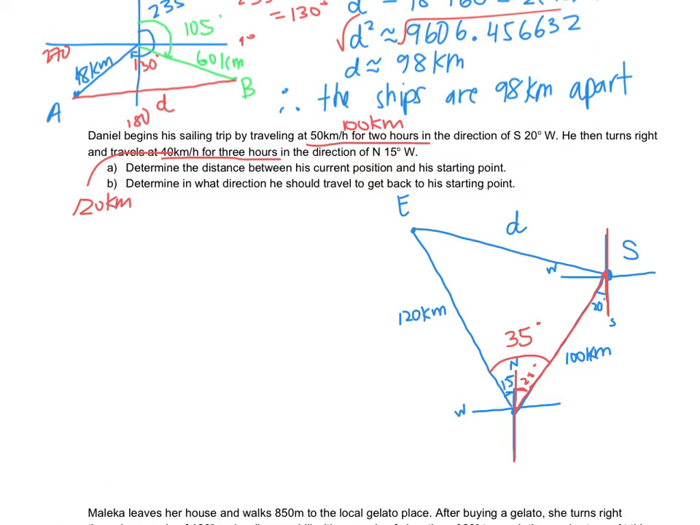So I'm going to go ahead and do that. If you'd like, pause the video here to set up your cosine law and solve for that distance. But we will have distance squared equals the other two sides squared minus double the other two sides times cos of that contained angle.